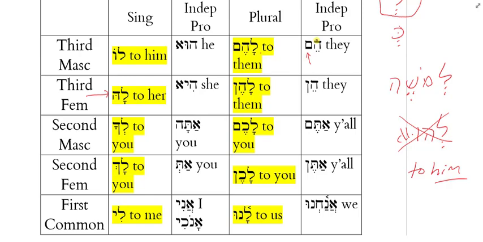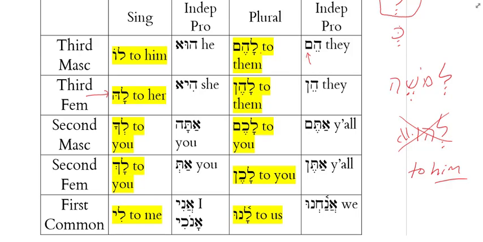Okay. Lachem and lachen. So here we don't have an H, but a K sound that is a fricative. Lachem, lachen. Almost identical to lahem, lahen. Okay? And that's to you male, to you female, and that's all plural. Okay? And then for to us, everybody, lanu.